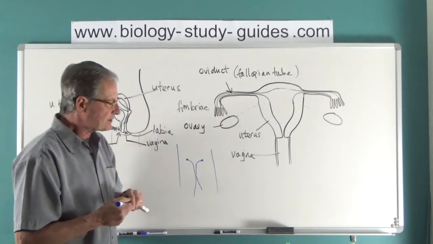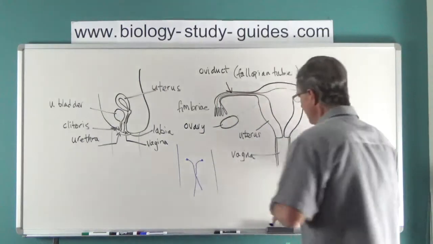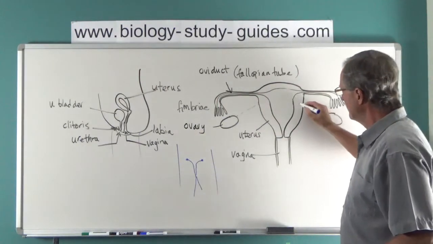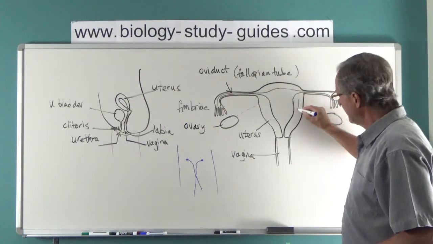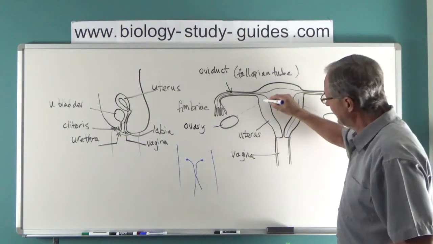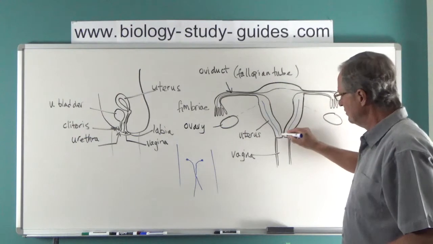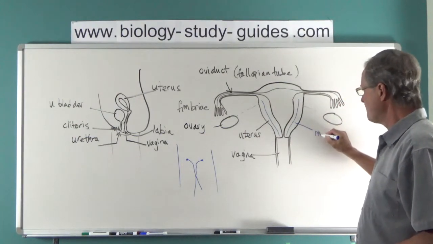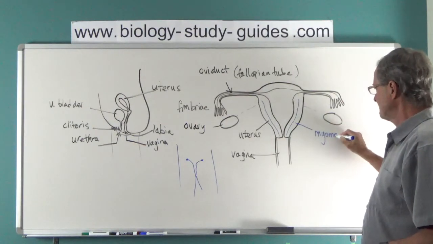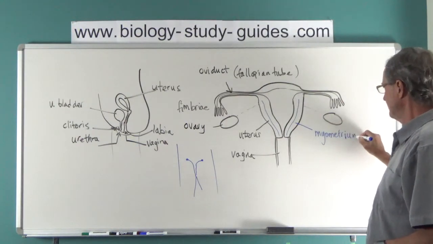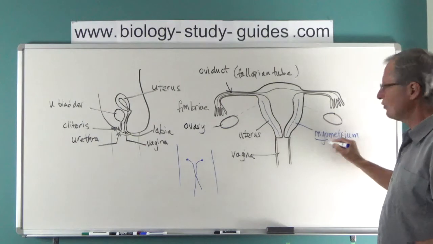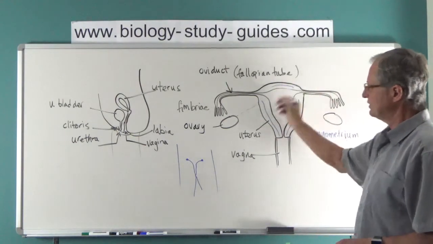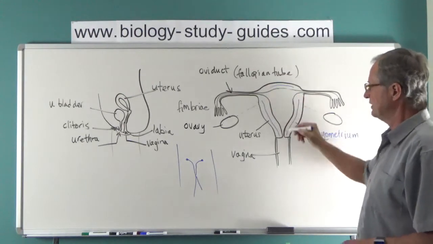I want to focus a bit more on the uterus, however. Both the uterus and vagina are muscular organs, and I'm going to represent two layers in the uterus here. The outer layer here is the myometrium. Myo means muscle, so that's the muscle layer on the outside. Of course, it's up here too. It's all around. It's a pear-shaped organ, so it's all around that.